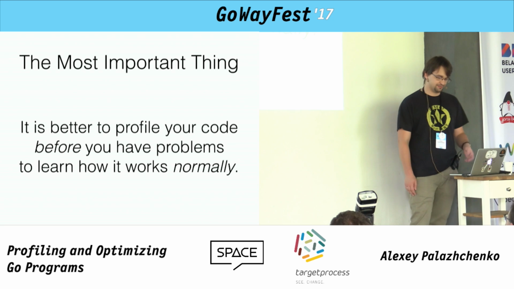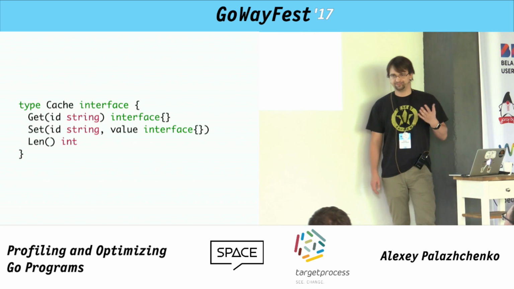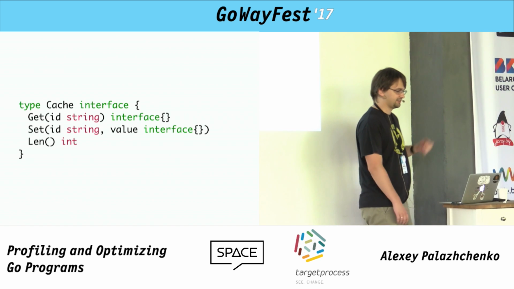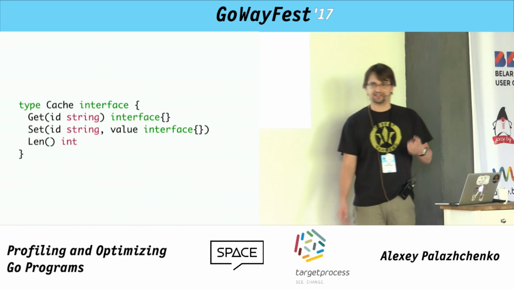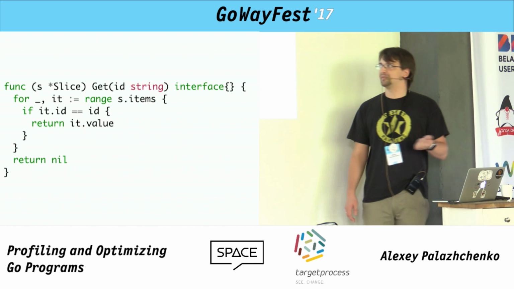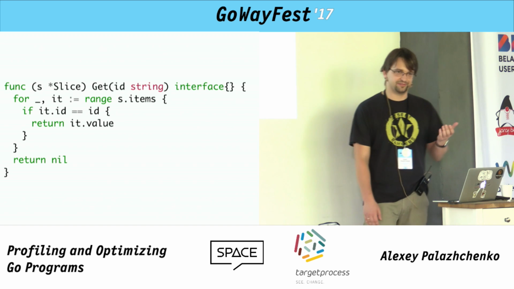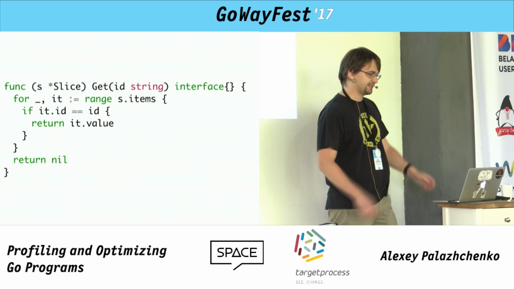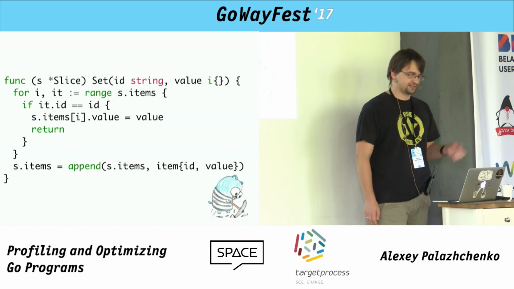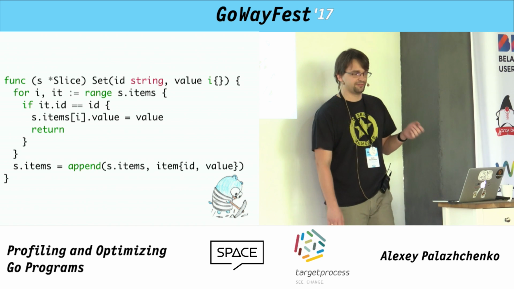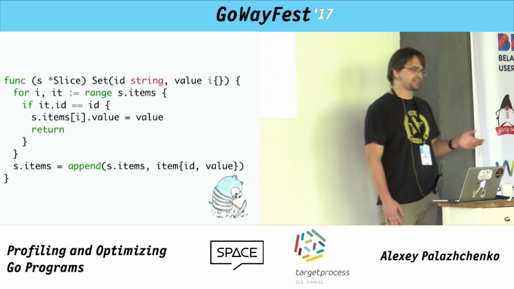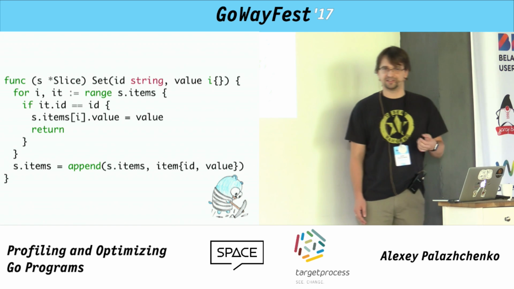Let's start from a very, very simple example. Let's say we have a simple cache, with a basic interface: get me an element of the cache, set something, put something into the cache, and get the length, the amount of elements in this cache. And let's write some very basic implementation. We use a slice here, so when we get, we just iterate over all the elements. And when we set something, we check if an element is here with this key already, and then set the value. And if no element is here, then we just append to the slice at the end.